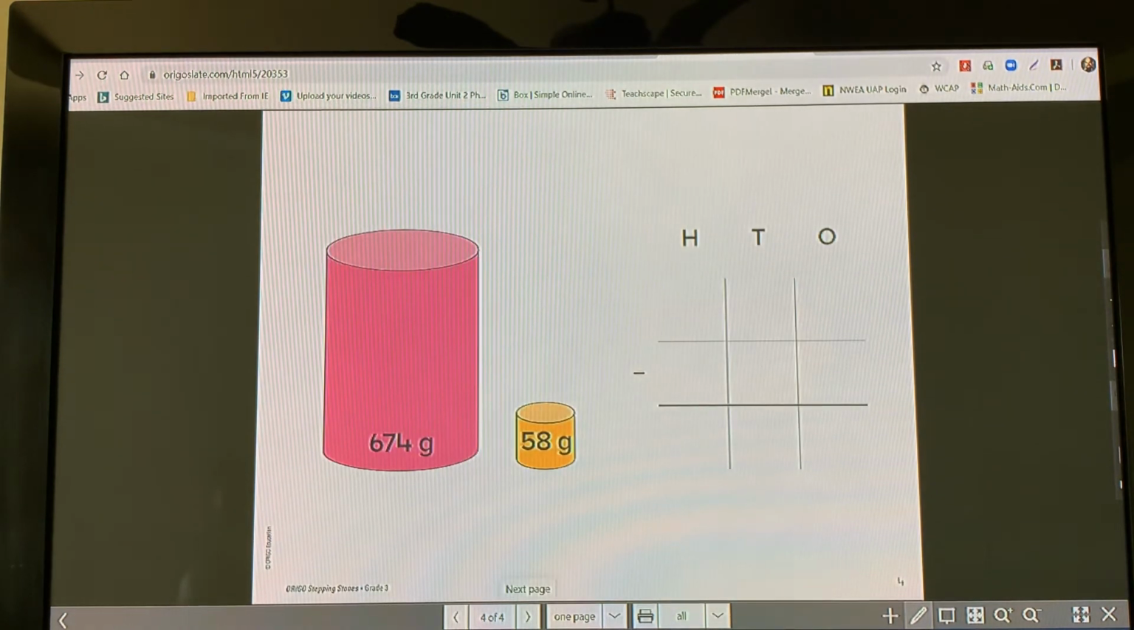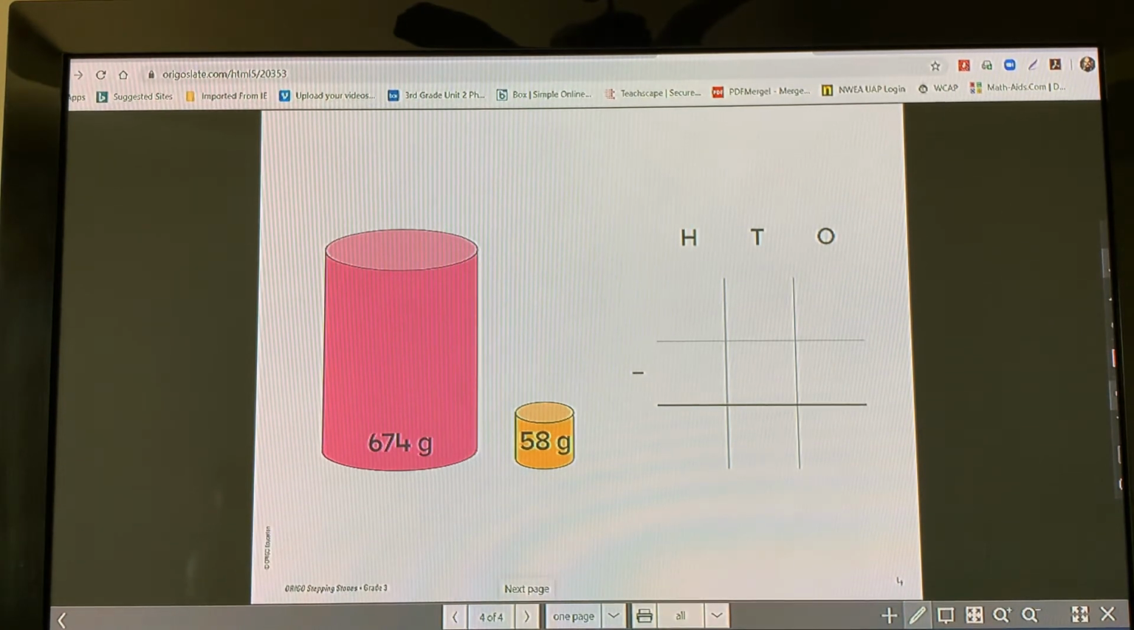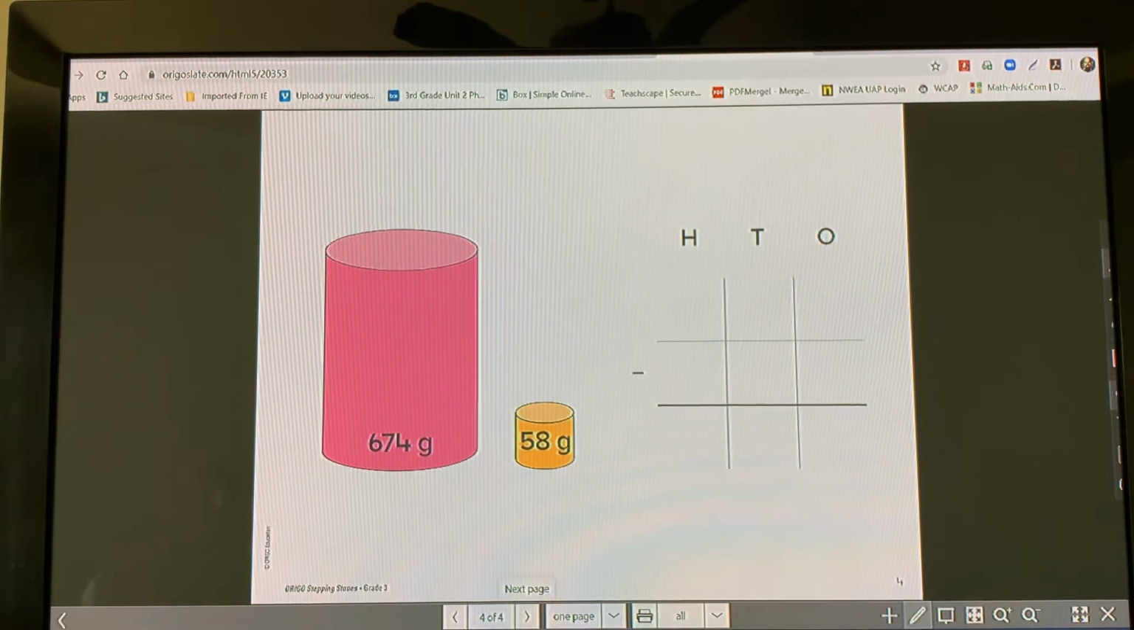Now, let's say we're talking about grams, right? If I have an object that is 672 grams, and I have a second object that's 58 grams, what is the difference between those two objects' weight? Well, again, same concept. I'm going to go ahead and put 674, the greater number, on top. In my standard algorithm, I'm going to put 58 on the bottom. Again, if I have 4 ones, can I take away 8 ones?